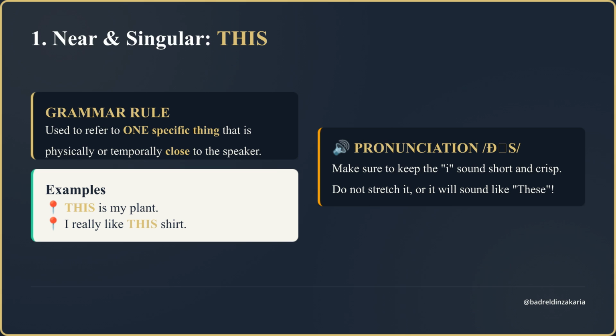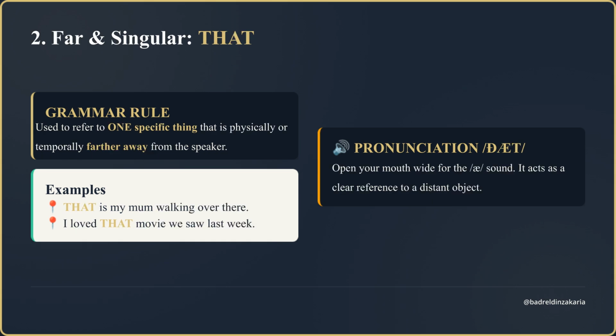First, this is used for one object that is close to the speaker. Keep the I sound short and crisp to avoid confusion with the word these. Second, that refers to one specific thing that is farther away. When pronouncing it, open your mouth wide for the A sound.